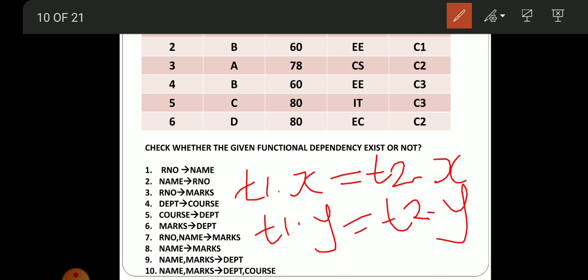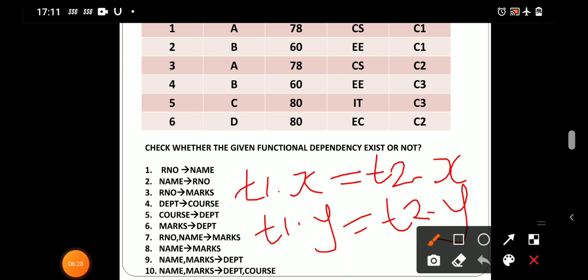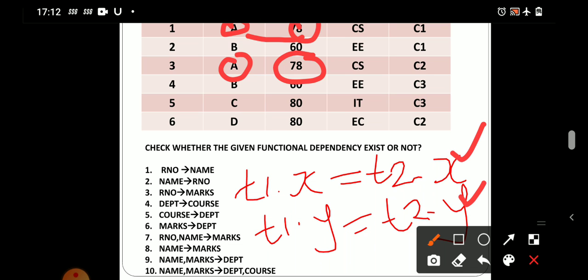Okay, let's check. If we talk about the value of y, according to this A, we are getting the marks 78. According to this A, again we are getting the marks 78, means marks are also the same. So this condition and the second one, both the conditions are true.